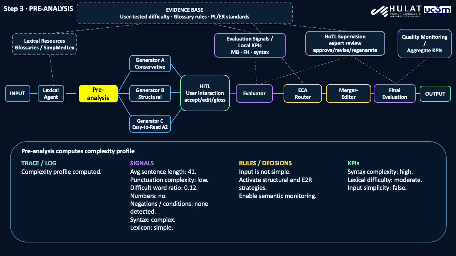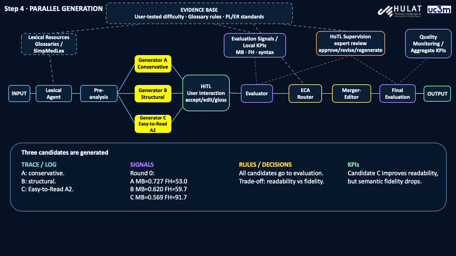The system detects that the sentence is long and should be split. Punctuation complexity is low, and the percentage of difficult words is moderate. However, the text contains specialized medical vocabulary. There are no numbers, negations, or conditions. The system then generates 3 alternatives in parallel.